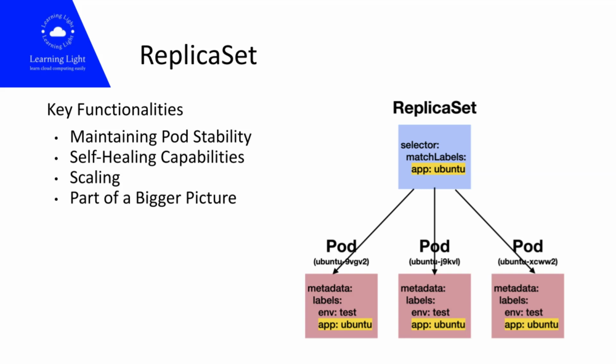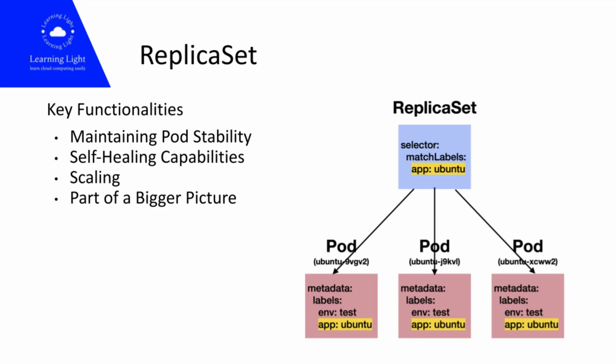Another exciting feature of the replica set is self-healing. If a pod malfunctions, the replica set automatically detects the failure and creates a new pod to replace it. This ensures the desired state of your application is upheld. And obviously, scaling is the heart of the replica set. Replica sets can be used for both horizontal scaling, like adding more pods, and vertical scaling, allocating more resources to existing pods, by adjusting the desired number of replicas.